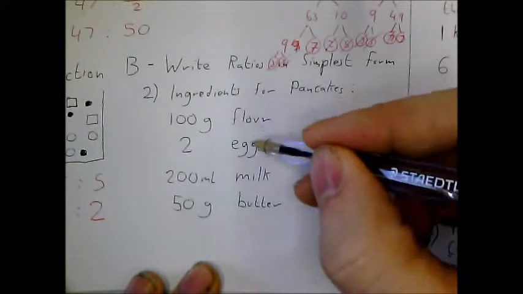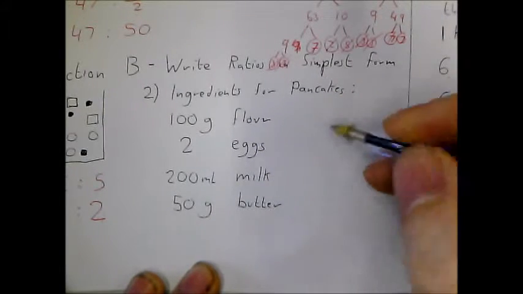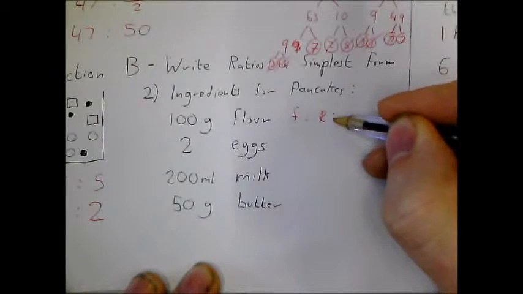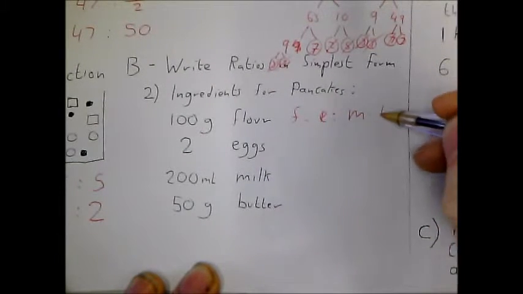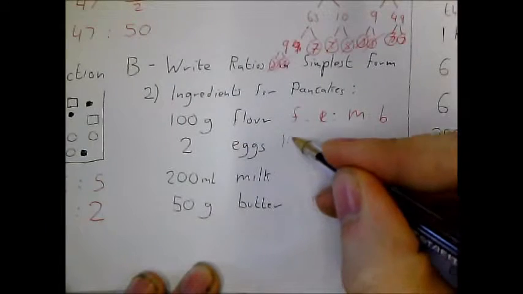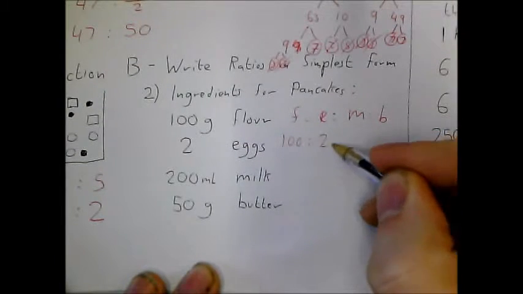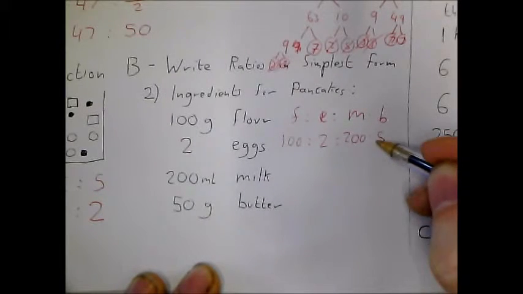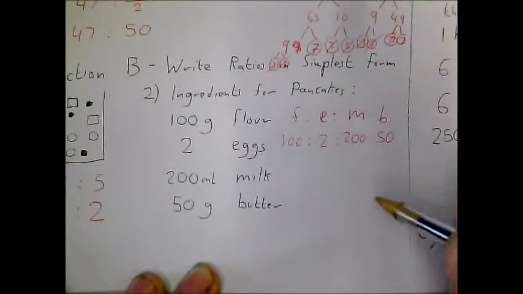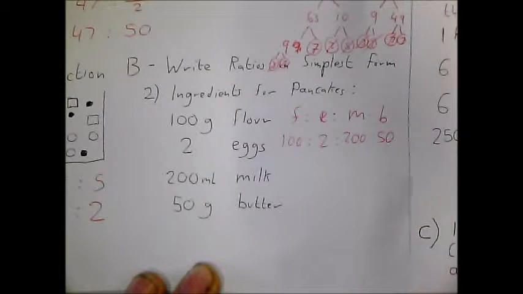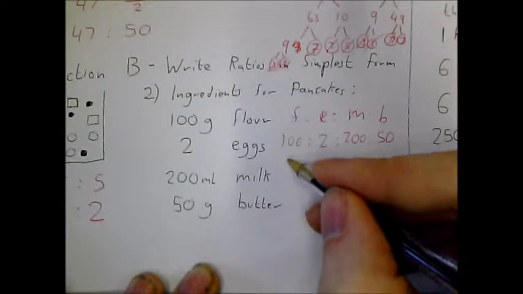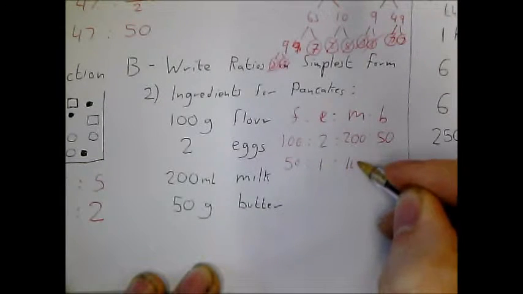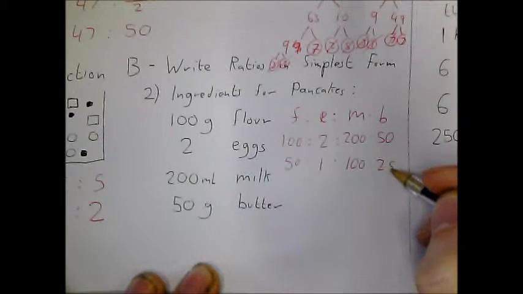Okay, now for this one, I'm going to write the things that I've got. So I've got flour, eggs, milk and butter. So flour, eggs, milk, butter. I have 100 grams of flour to 2 eggs to 200 ml of milk and then 50 grams of butter. Okay, I can instantly see that these are all even numbers, so I can divide by 2 and I'll get 50 to 1, 100 to 25.